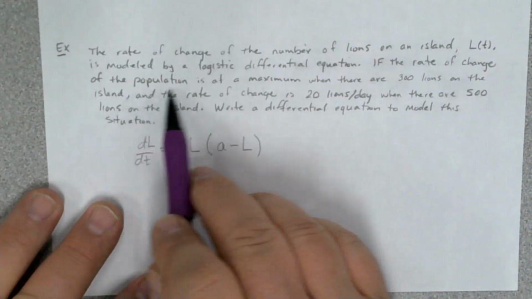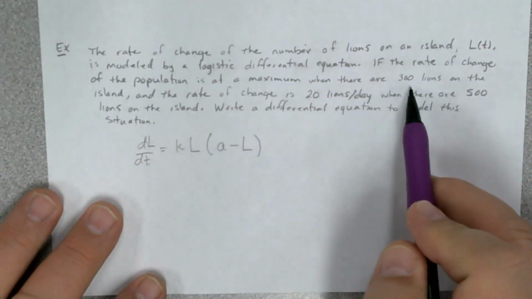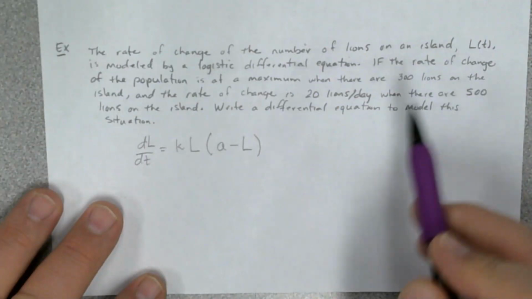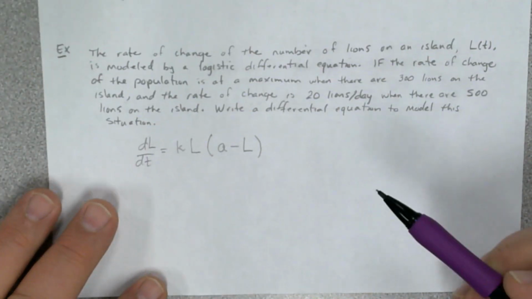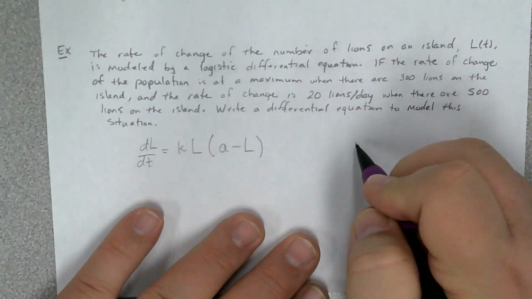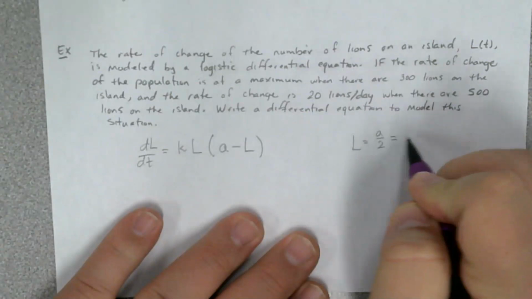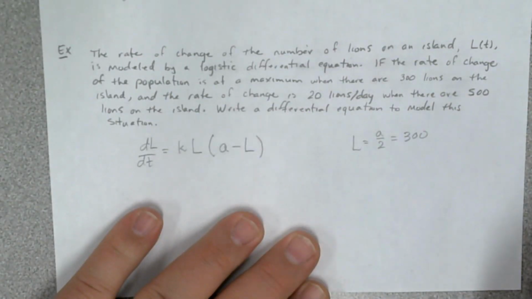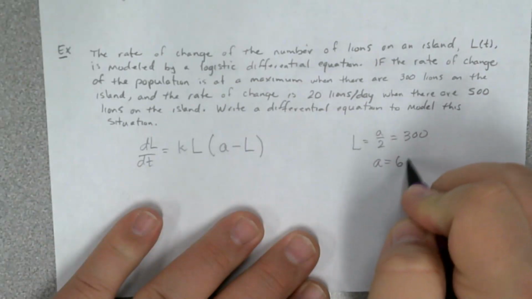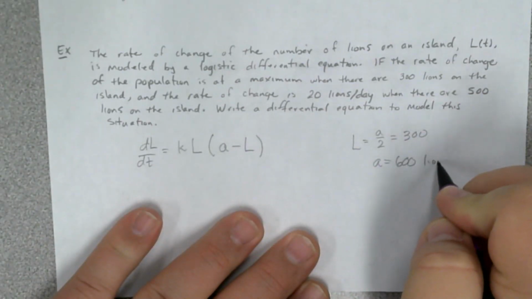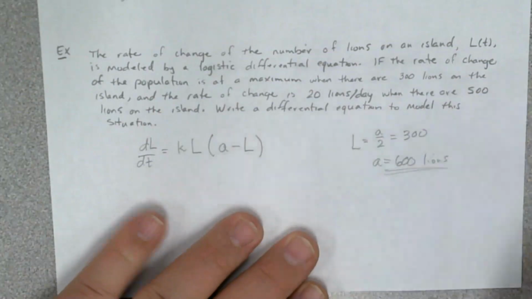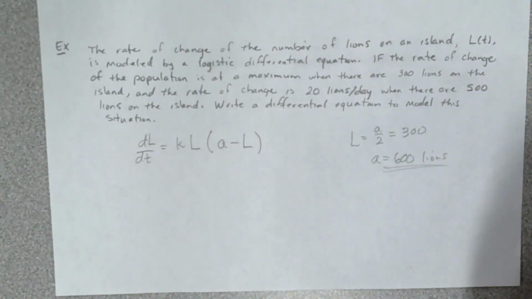The population is at a maximum when there are 300 lions on the island. That maximum is that middle number. And so that means when the lion population is A over 2, it should be 300. So that means A has to be 600 lions. That is our carrying capacity. That's the most number of lions you can have on this island.